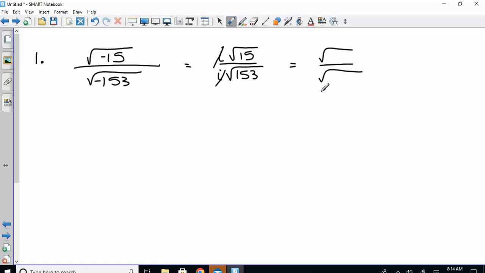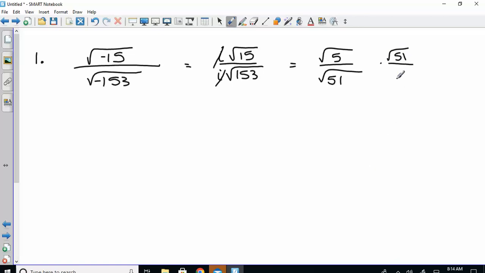Grab a calculator real quick. Type 15 over 153 and turn it into fraction form. What does that give you? So you could go ahead and reduce this to 5 over 51. You divide top and bottom by 3.